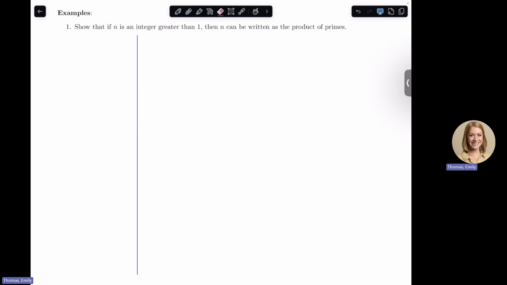Okay, if n is an integer greater than 1, then n can be written as a product of primes. So for our base case, what is n? N is 2. 2 is prime. So we're done. All right, so 2 is prime, so we're done. Alrighty.